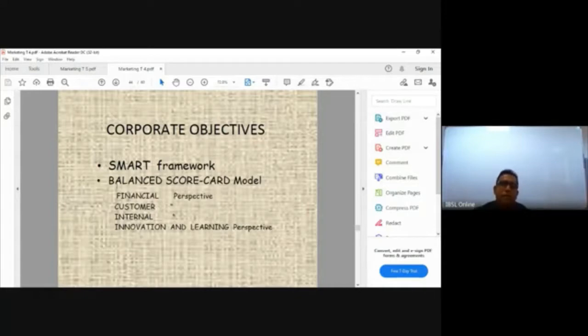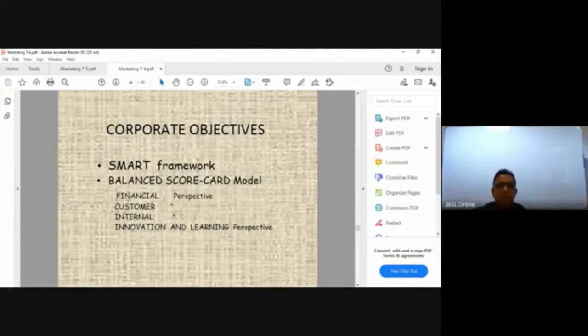And another framework that we can use for setting objectives is the balanced scorecard model. This was brought by a person called Robert Kaplan. Kaplan said, to evaluate an organization, we must set objectives in these areas.